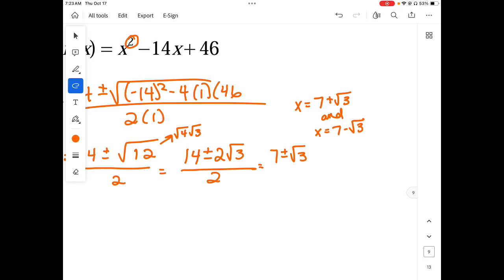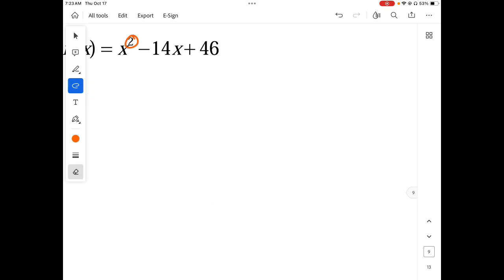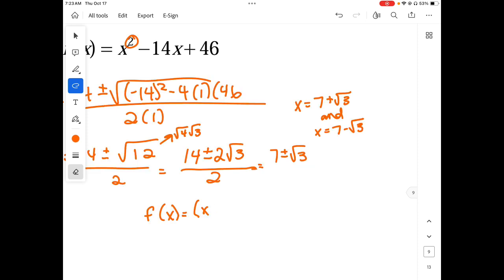B, write the polynomial as a product. So it's going to be f of x or y equals x minus, because in order to get that, it has to be minus 7 plus square root of 3. And then x, to get this one, it's going to be plus 7 minus square root of 3. And this is in the factored form.